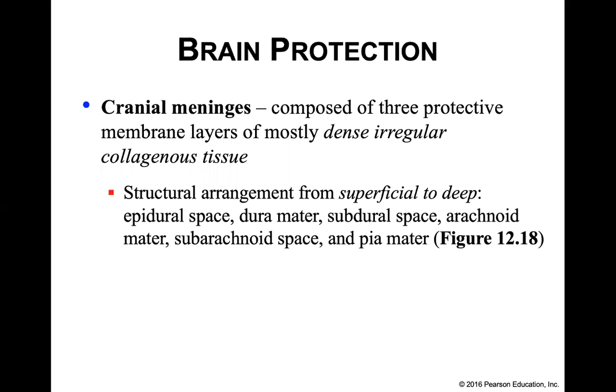The cranial meninges are composed of three protective membrane layers composed mostly of dense, irregular, collagenous tissue. The structural arrangement from the superficial to deep is the epidural space, the dura mater, and the subdural space, the arachnoid mater, the subarachnoid space, and the pia mater. So your actual structures are the dura mater, the arachnoid mater, and the pia mater. The dura mater being the outermost layer, the arachnoid in the middle, and the pia directly attached to the brain.